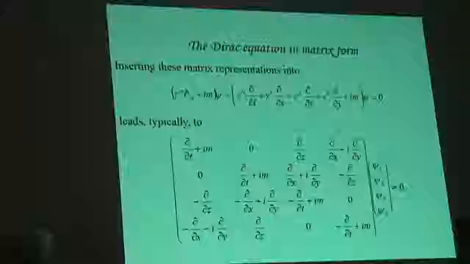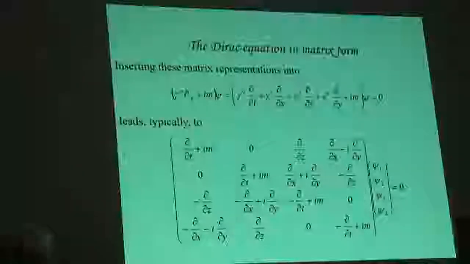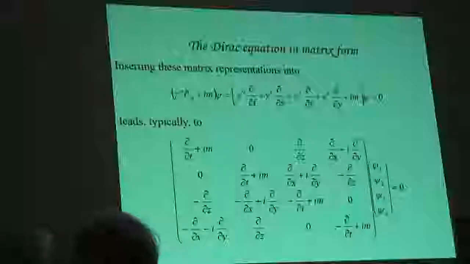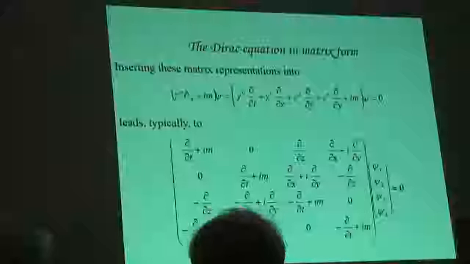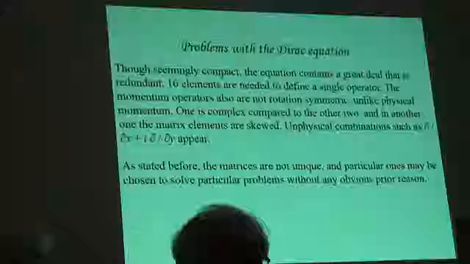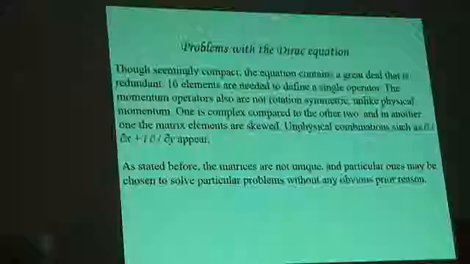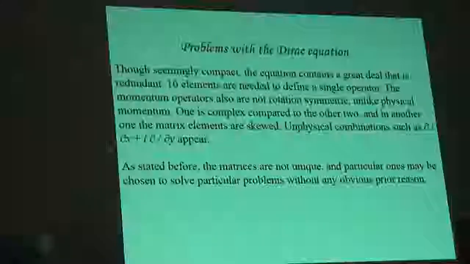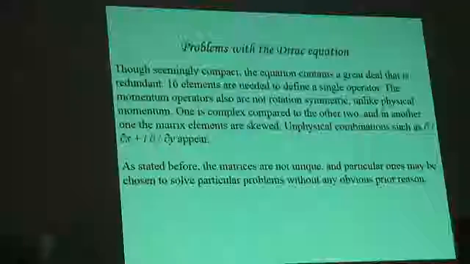And the other thing I don't like about it is the asymmetry of the dx and dy, for example, where one is imaginary and the other one's real. That's not what happens in nature. The rotation is symmetric, but here they aren't. So it doesn't look like that's the natural way of doing it. So seemingly compact, there's a lot that's redundant. There's a lot of stuff there to get a relatively small amount of information. One operator takes 16 terms.